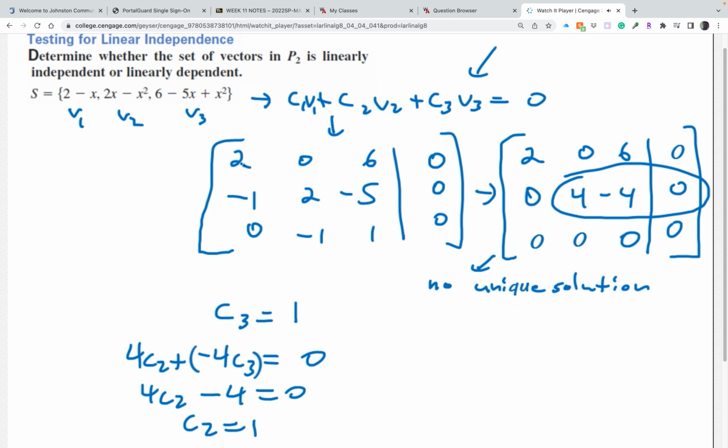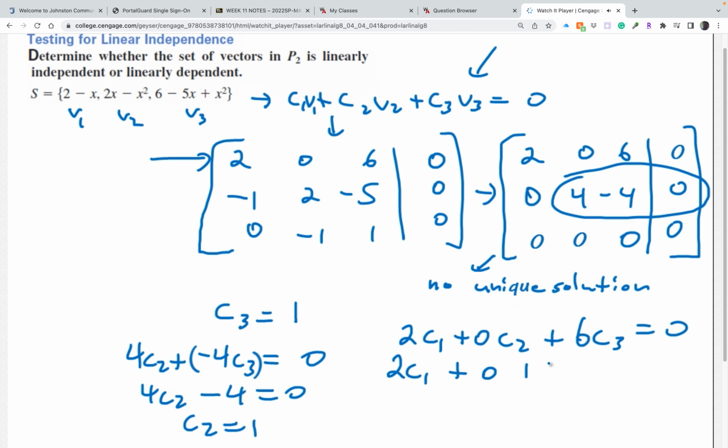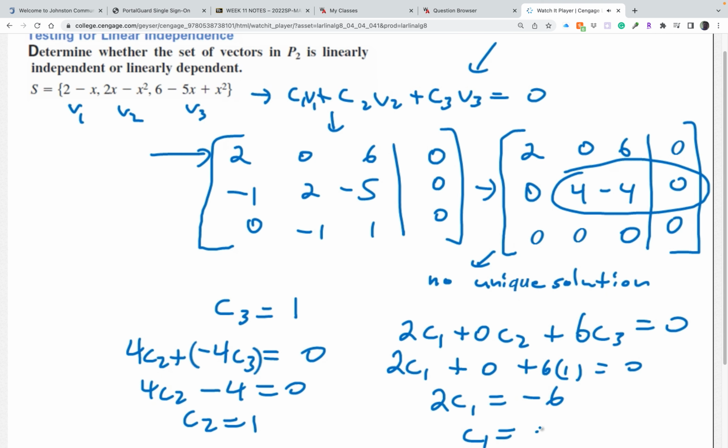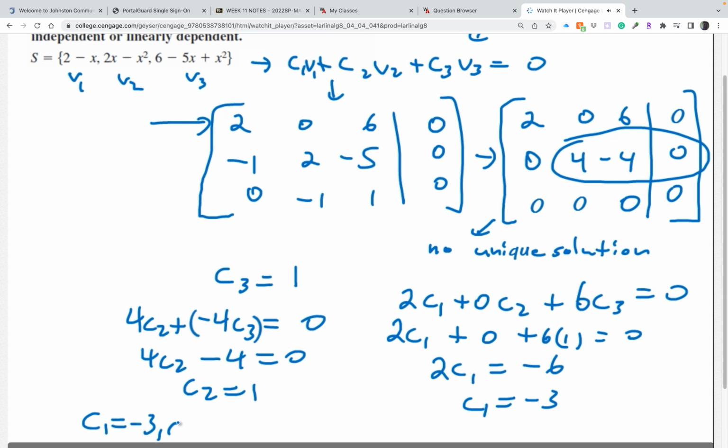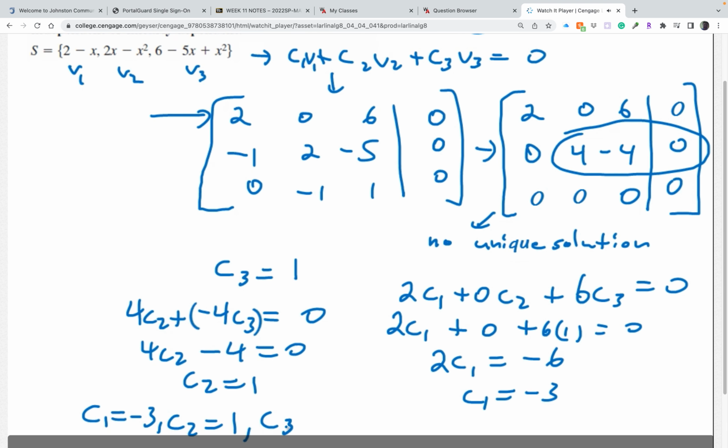And then if that's the case, we'll use this top equation where we have 2C sub 1 plus 0C sub 2 plus 6C sub 3 equal to 0. So we'll get 2C sub 1 plus 0 plus 6 times 1 equal to 0. And that will give us 2C sub 1 equal to negative 6, or C sub 1 equal to negative 3. So here we find that C sub 1 is negative 3, C sub 2 can be 1, and C sub 3 will also be 1. So here we have a non-trivial solution.